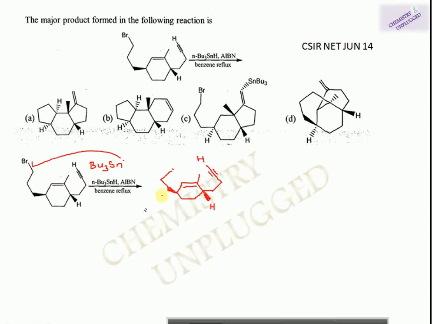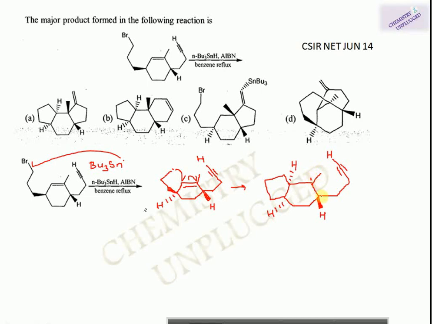This is the structure, and if this group is above the plane, then the radical will attack on the alkene also from the side above the plane. So the hydrogen will be below the plane. So if this group is above the plane, the hydrogen will be below the plane. Now this radical will also attack from the side above the plane. This radical will shift on this carbon, and we have this structure. Now the hydrogen attached on this carbon will also be below the plane.